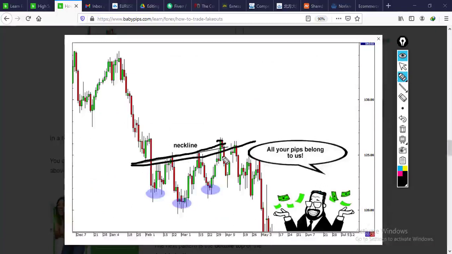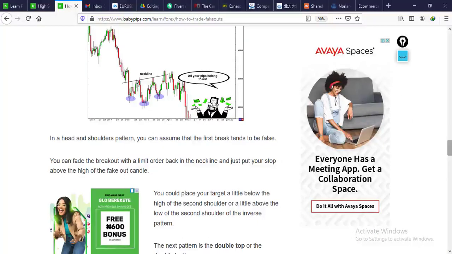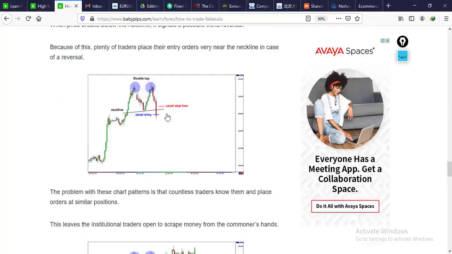They see our neckline, they have seen our entry and our stop loss, and what did they do? They push price down. Price came back up again to create another double top here, and they push price down, and price just continues to fall down. And what did they say? All your pips belong to us, baby. It happens. This thing happens many times.